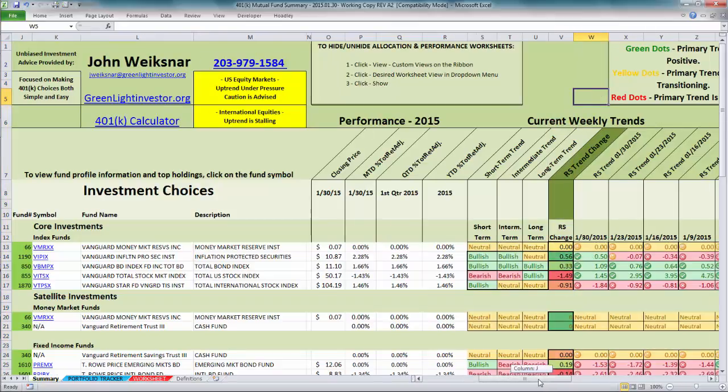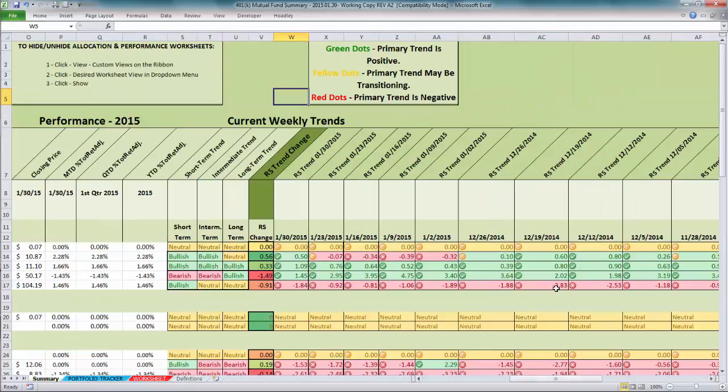When I slide the box over, you'll see every week we rate each of the funds in your 401k with a number. When the number is above 0, you'll see it highlights the box as green. When the number is below 0, you'll see that it highlights the box as red. Green meaning it has a positive relative strength or is generally moving higher. Red means it has a negative relative strength score and is generally underperforming or moving lower.